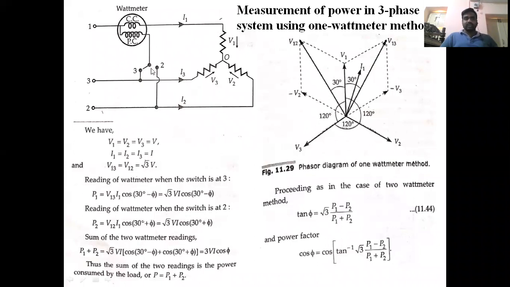Okay, and we connected the stud switch here. With the help of the stud switch, we can connect the potential coil. What we have defined: the current coil is called the current element, and the potential coil is called the voltage element. The current coil is connected in series to the line. The potential coil is connected in parallel to the line.